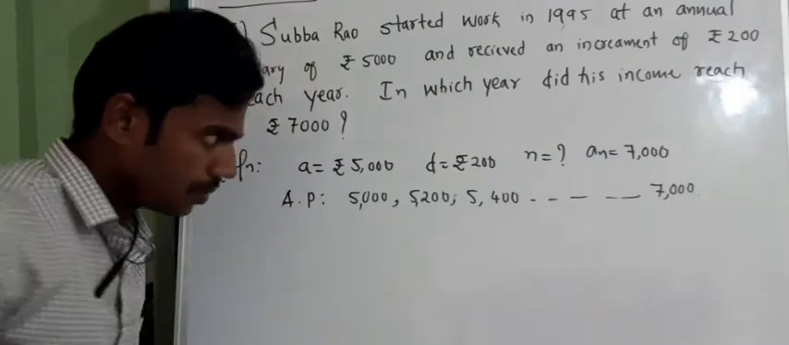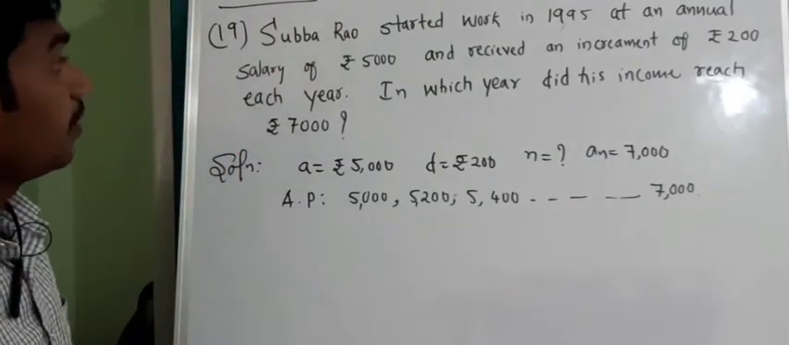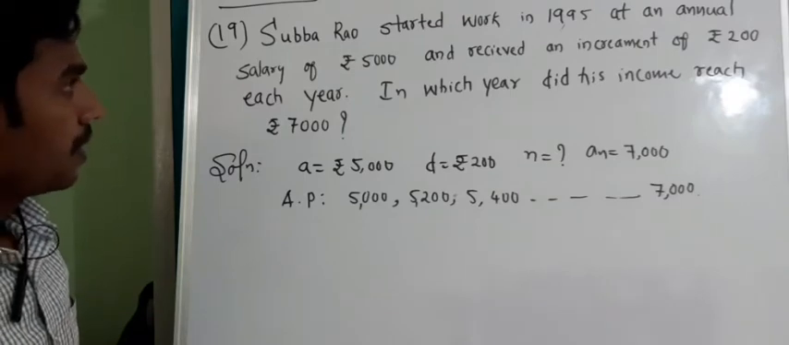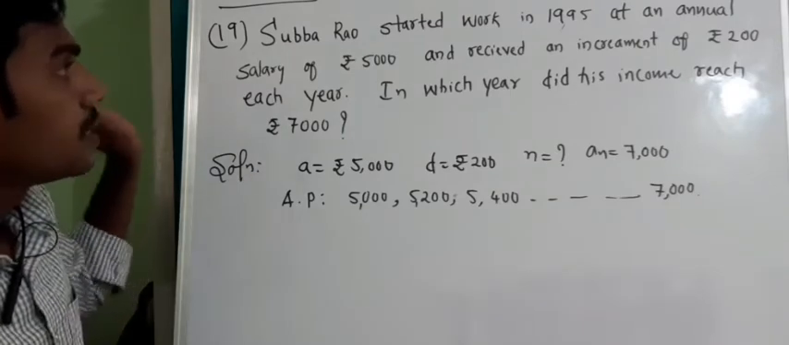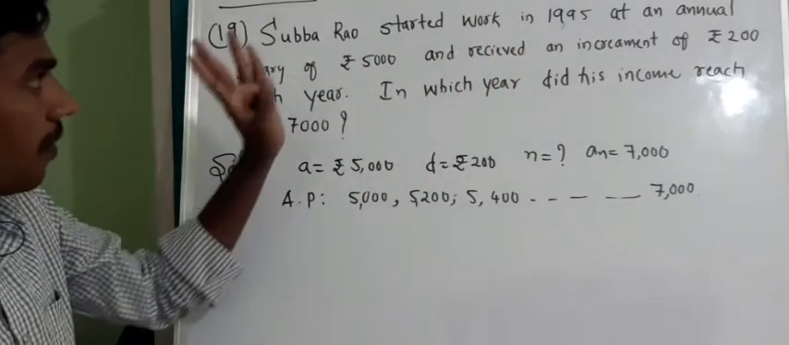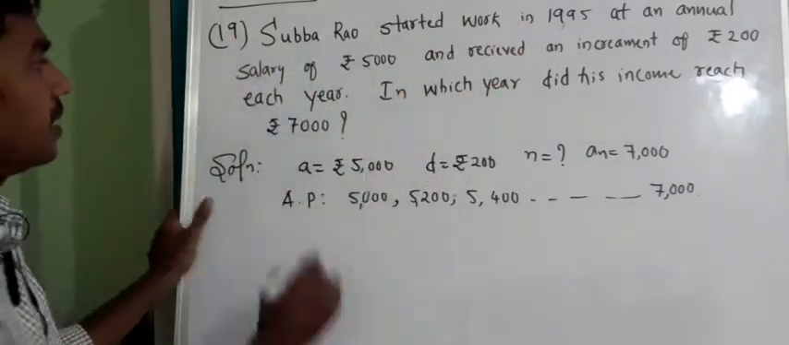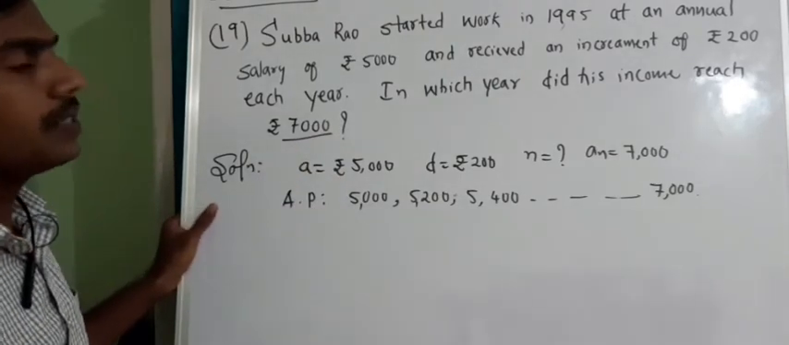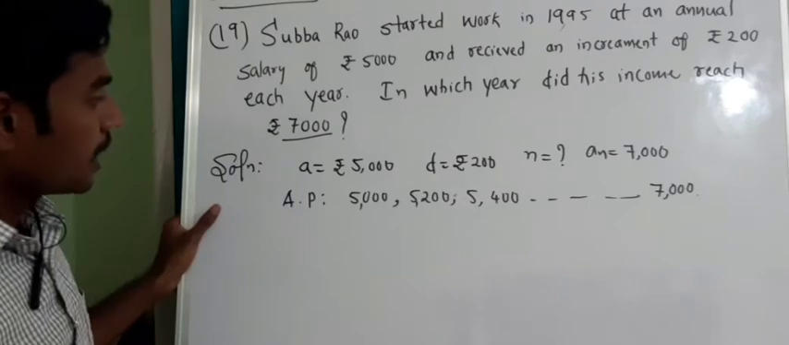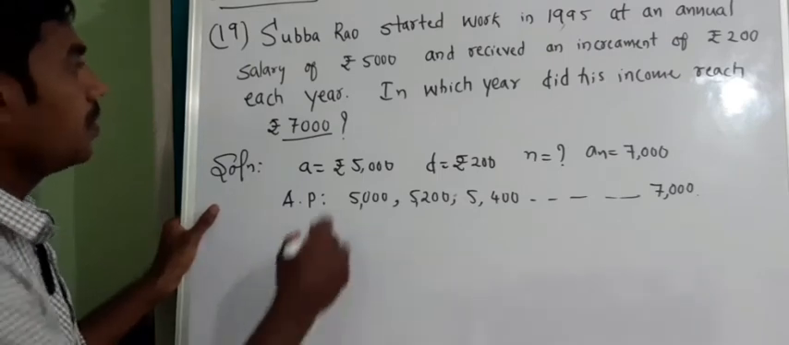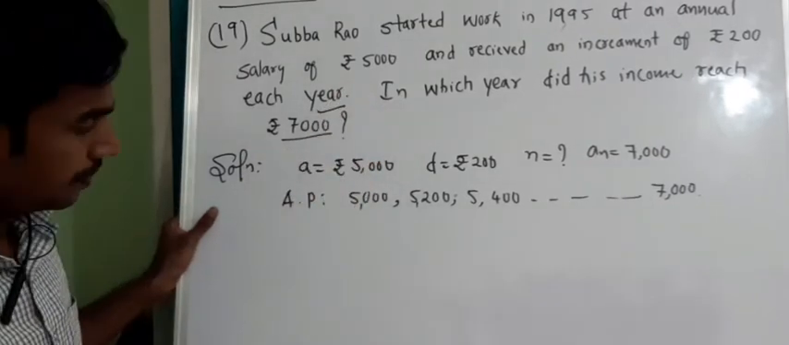I hope you understood. After how many years? Not after how many years, in which year? In which year he received 7,000? He started in 1995. After 1995, in which year he reached the salary of rupees 7,000 is the question. So, in this we make use of arithmetic progression, to find the year.